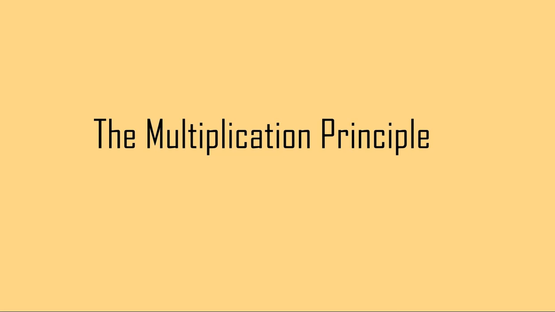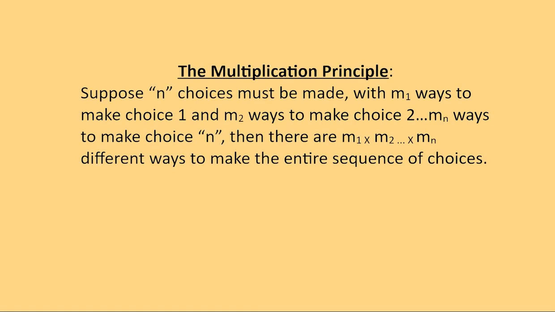Welcome to my classroom. In this video, we're going to be talking about the multiplication principle. Suppose n choices must be made with m sub 1 ways to make choice 1 and m sub 2 ways to make choice 2, all the way up to m sub n ways to make choice n. Then there are m sub 1 times m sub 2 all the way up to m sub n different ways to make the entire sequence of choices.